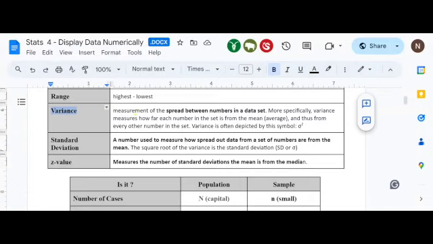What is variance? A measurement of the spread between numbers in a data set. So you have numbers of data and they're spread around on the graph. You can measure the spread of the data. I think I gave you something like this, maybe one picture. More specifically, variance measures how far each number in the set is from the mean, and thus from every other number in the set. Variance is often depicted by this symbol.